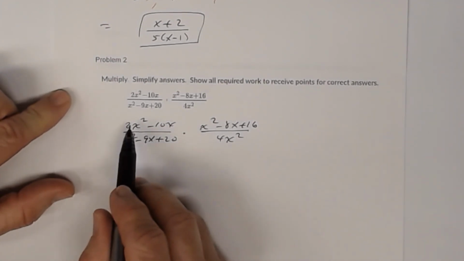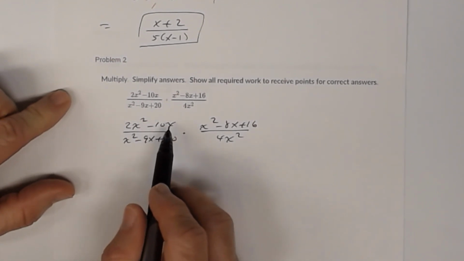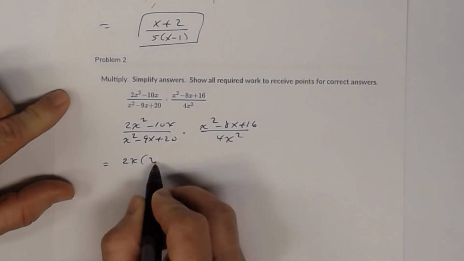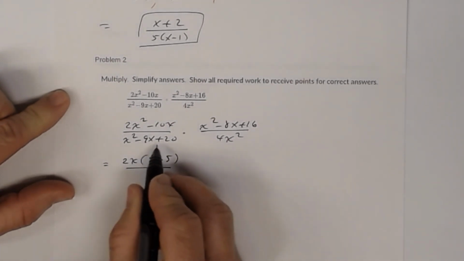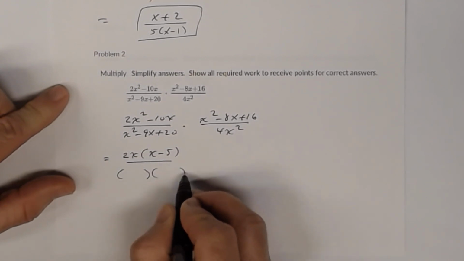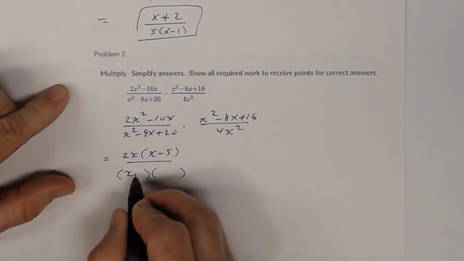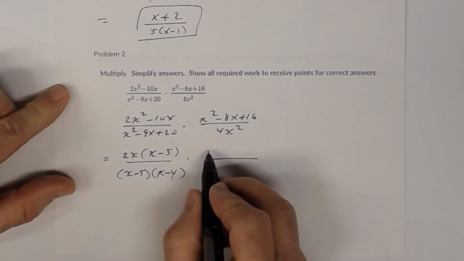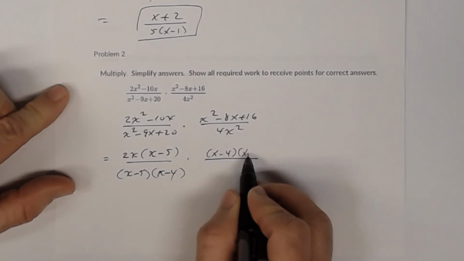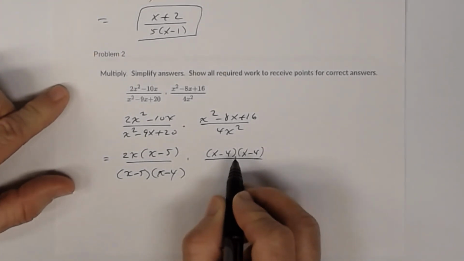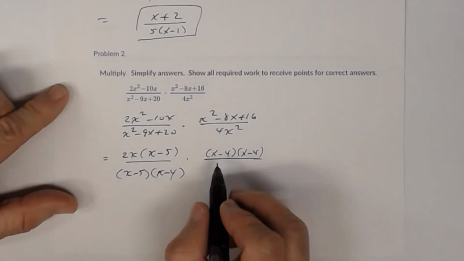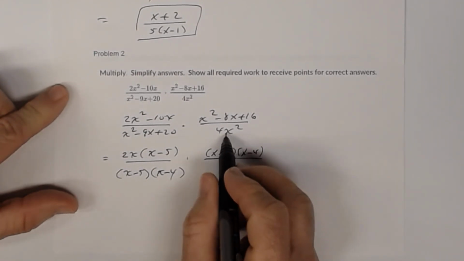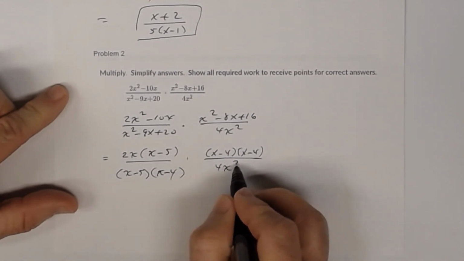In this quadratic binomial here, I can factor out a 2x, that's the GCF. So this becomes 2x times x minus 5. The denominator, I can factor that as x minus 5 times x minus 4, times the numerator, which I can factor as x minus 4 times x minus 4. I would go ahead and leave it in this factored form, and I know you can write it as x minus 4 squared if you want to. And this is a monomial factor, so I'm just going to rewrite this over.